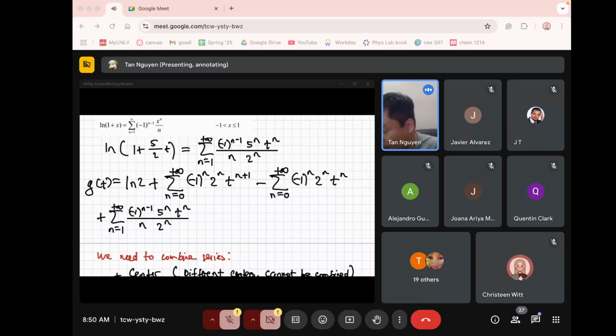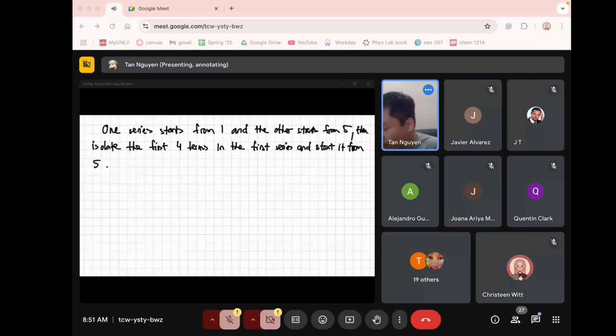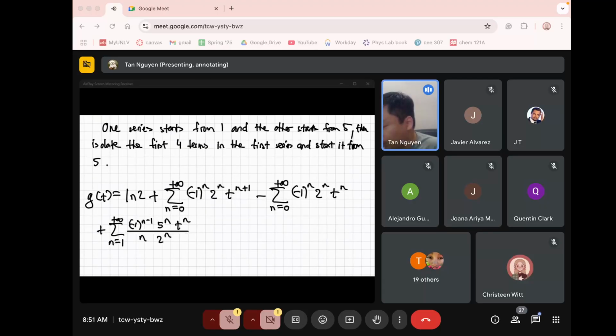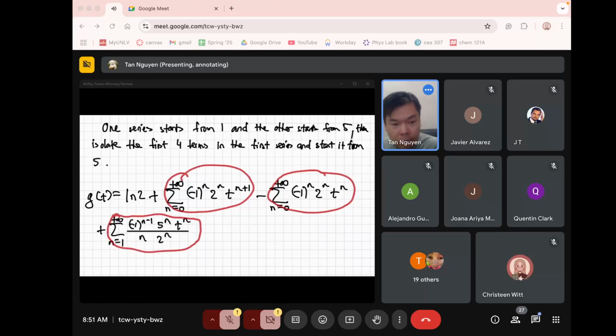So let me copy this function g of t down. Okay, center. I have three series here. Do they have the same center? Yes or no? Do these three series have the same center, guys? Yes or no?